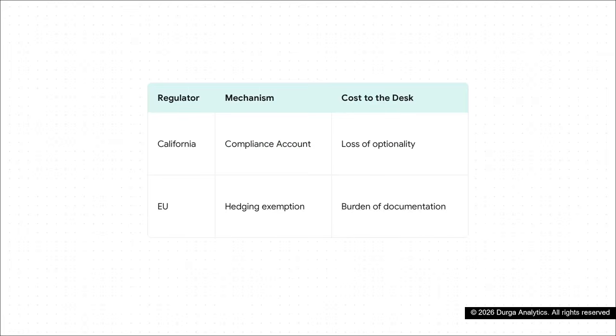By locking them in that account, they are held for statutory surrender and are no longer available for trading. Both major regulators charge the desk to cross the line between speculative and compliance. California uses a physical account barrier, which costs the desk its optionality. The EU uses an evidence standard, requiring positions to be objectively measurable as reducing commercial risks, which costs the desk a massive burden of documentation.